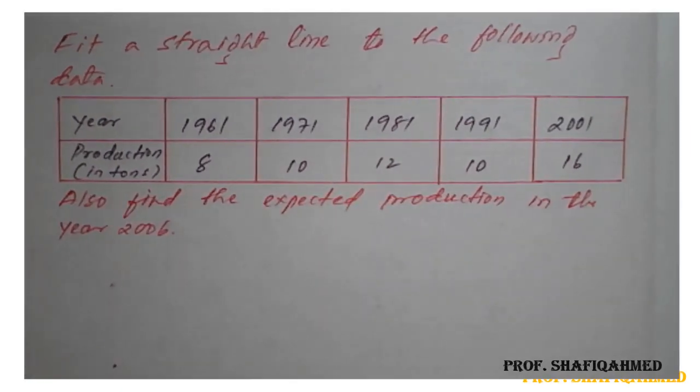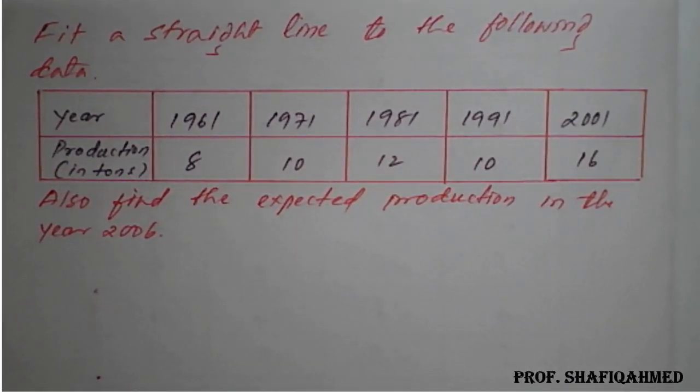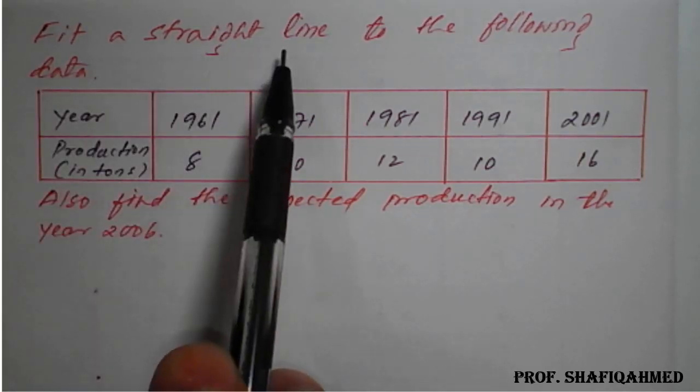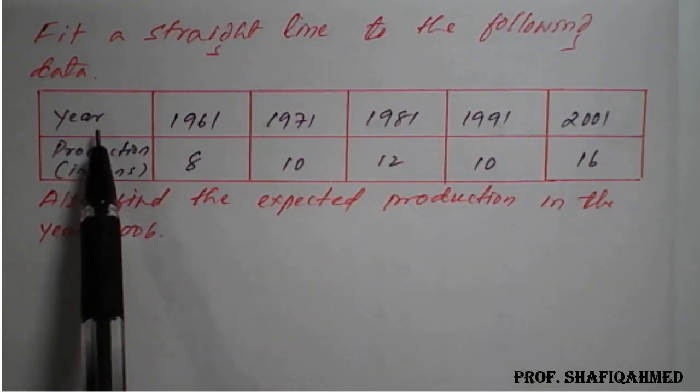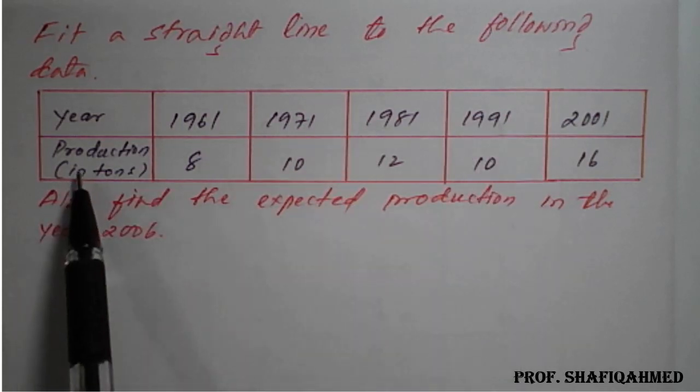Students, in today's lecture we'll see a problem based on curve fitting using a straight line by the method of least squares. The problem is: fit a straight line to the following data. Here they have given year and production.